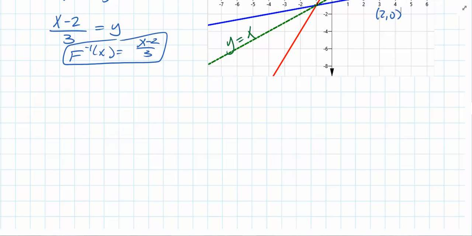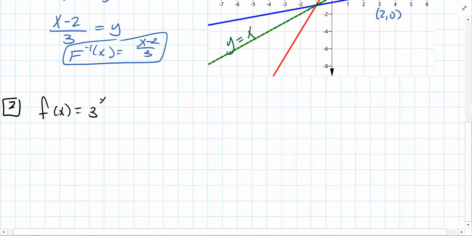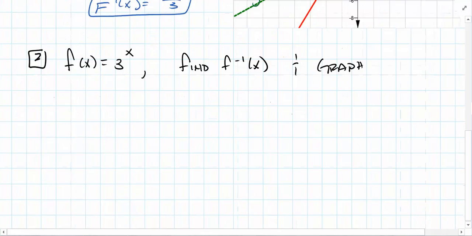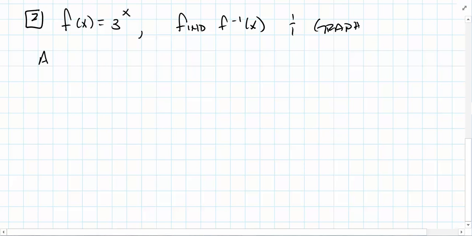So here's what we're going to do next in part 2. I'm going to ask you to do the exact same thing, except I'm going to give you the function f of x equals 3 to the x. Now, this is no longer a linear function, right? Instead, what type of a function is it? Exponential. Nice job. This is an exponential function. I would like you to find f inverse of x and graph both, using the same principles that we just talked about up above. Over here, give me the algebra. Over here, give me the graph.